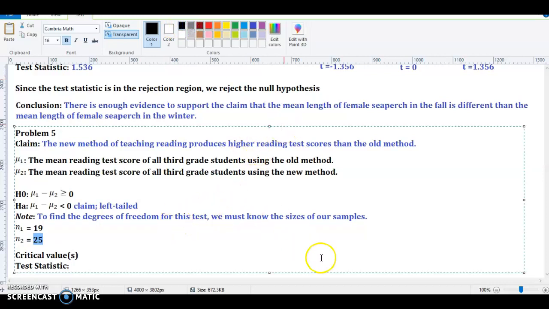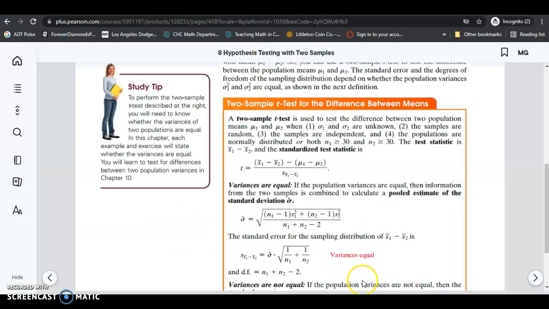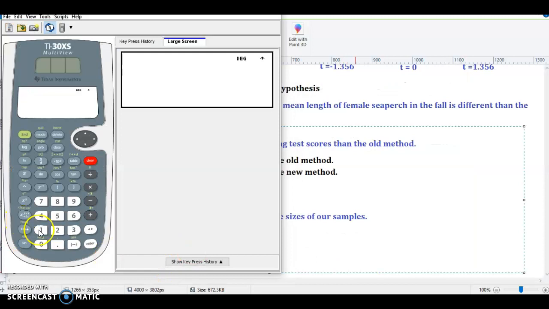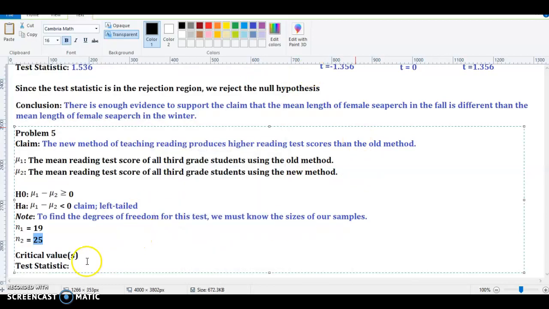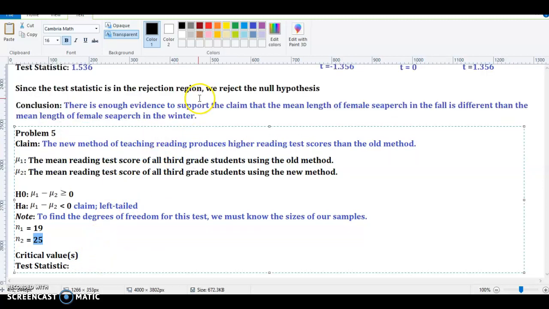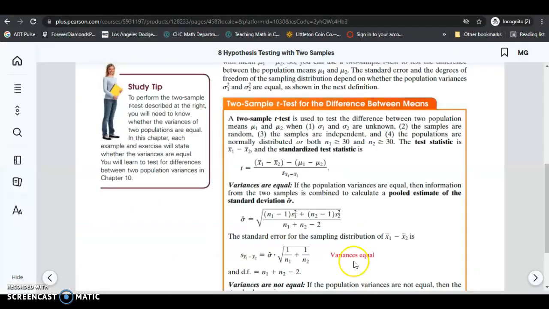Again, according to the formula in the book, the degrees of freedom when the population variances are equal is n1 plus n2 minus 2. You can simply plug those into a calculator. So 19 plus 25 minus 2 is equal to 42. So we're dealing with 42 degrees of freedom in the problem. We need that to find the critical value for the problem, which we'll get in just a moment. So we're going to go to StatCrunch.